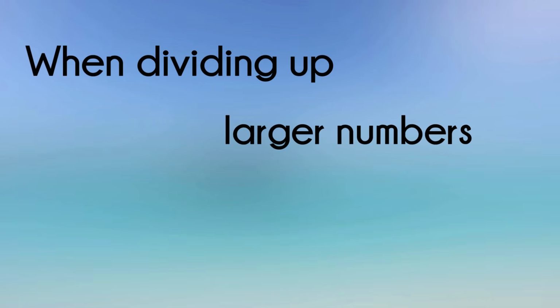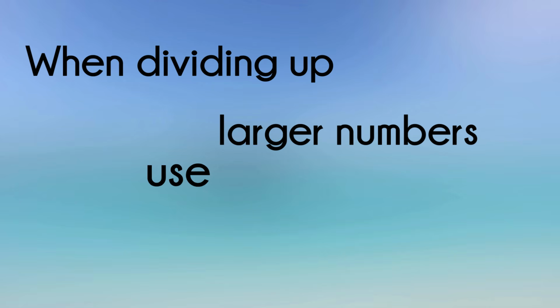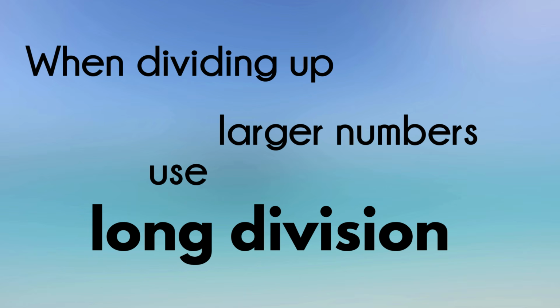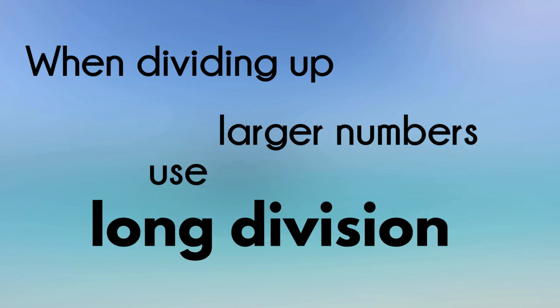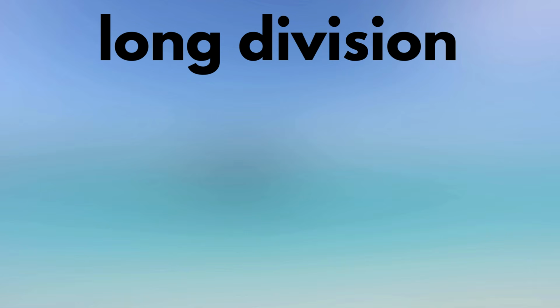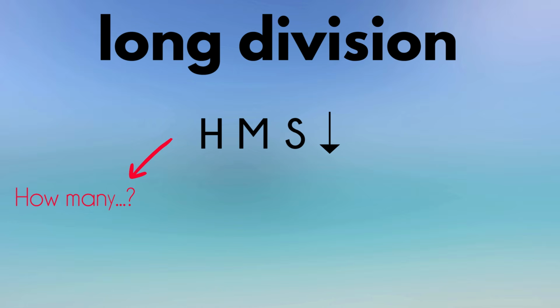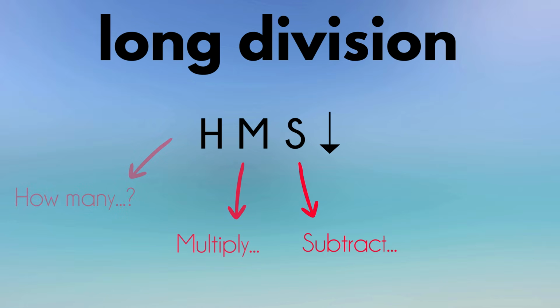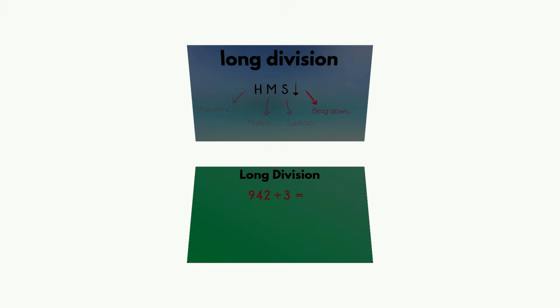When we want to divide up larger numbers, we can use a process called long division. An easy way to remember the steps for long division is the acronym HMS Bring down: how many, multiply, subtract, and bring down. Let's see how it works.